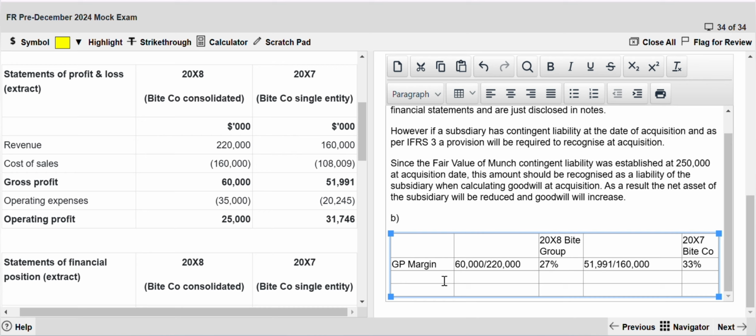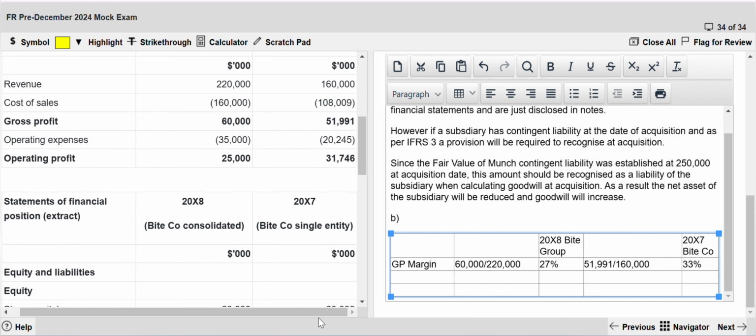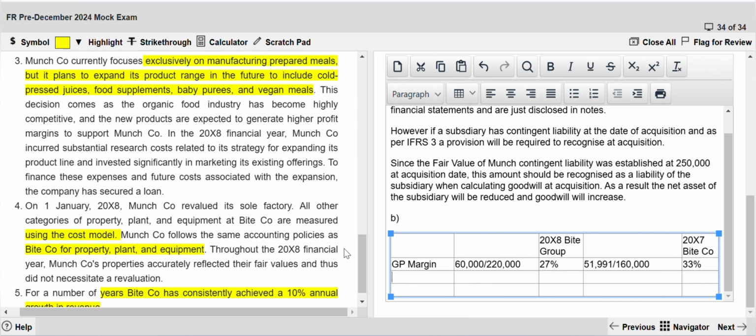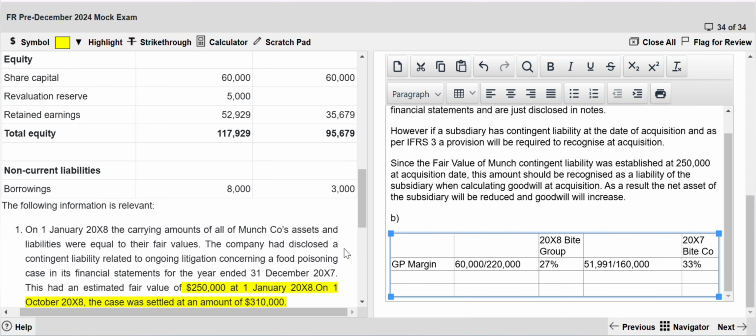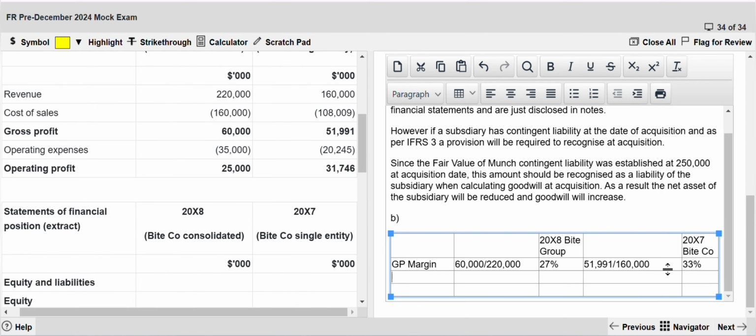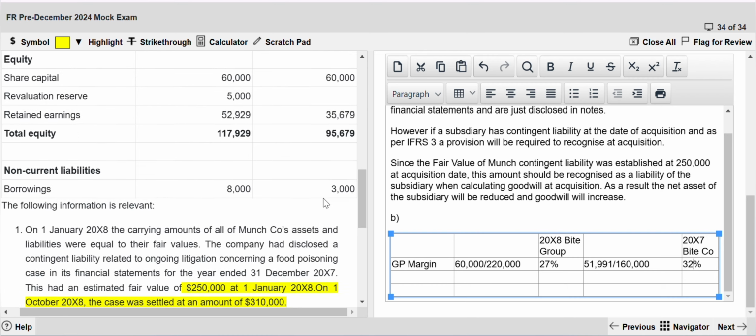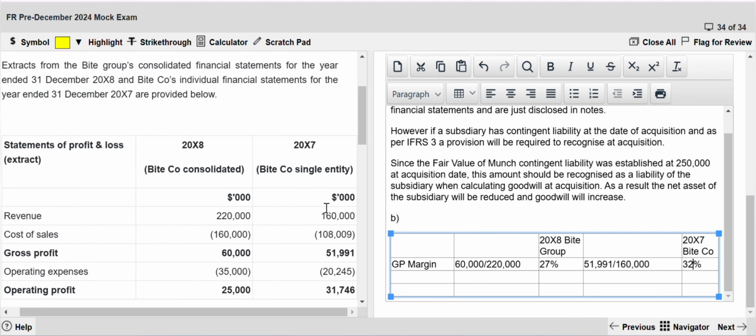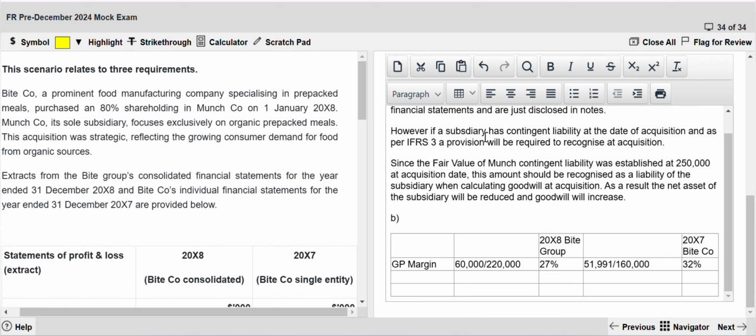Shall we always ask for a whole percentage or a decimal point? Okay, one decimal point, fine. It's not going to make a big difference, but okay, we'll put it as 32 percent. Okay, done. Then we have the next one.